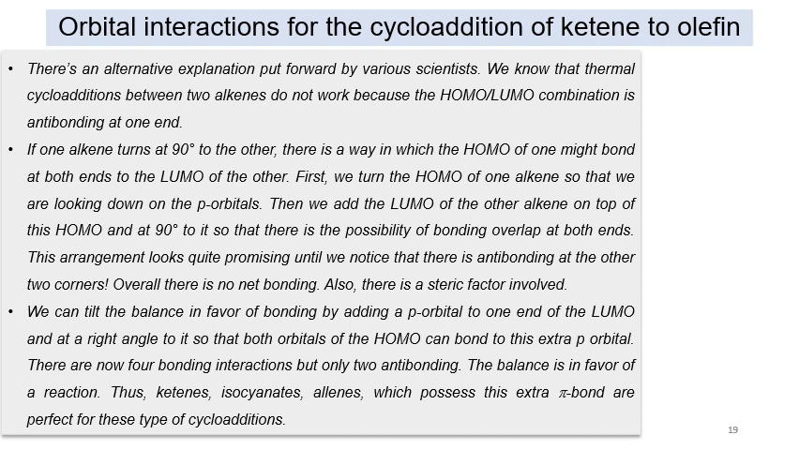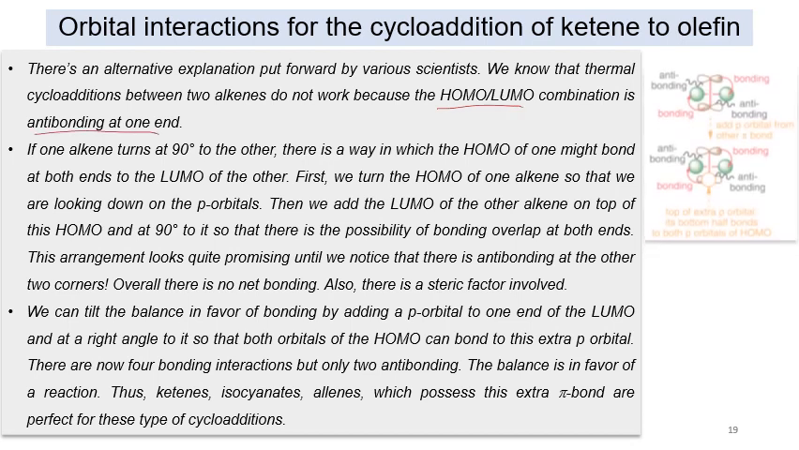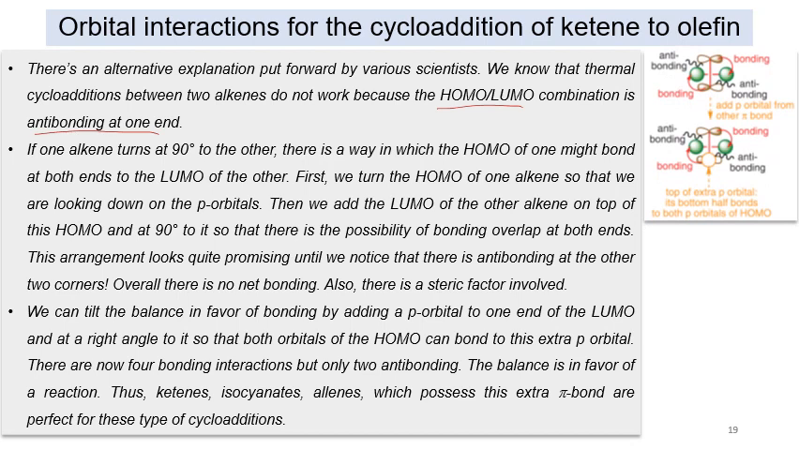There is an alternative explanation to this particular process. Let us see that. We already know that thermal cycloadditions between two alkenes do not work because the HOMO-LUMO combination is antibonding at one end. Let's see this diagram once again. If you turn the alkene by 90 degrees in a way in which the HOMO of one will bind with the LUMO of the other, then let's first turn the HOMO of one alkene so that we are looking down at the p orbitals, in this particular fashion.